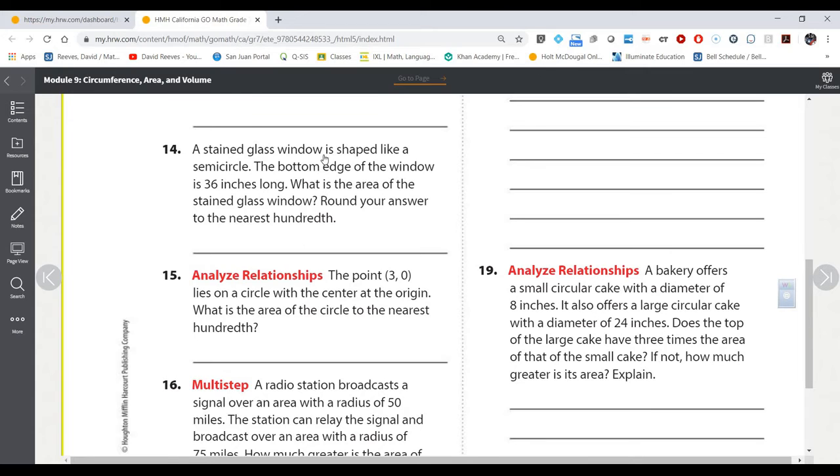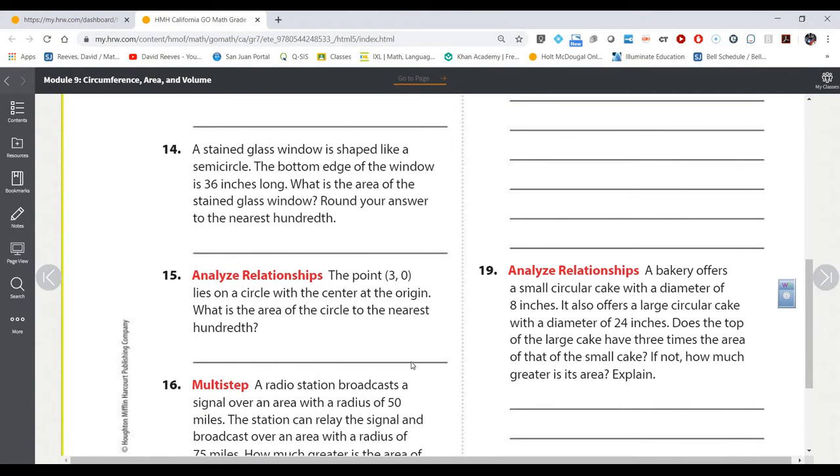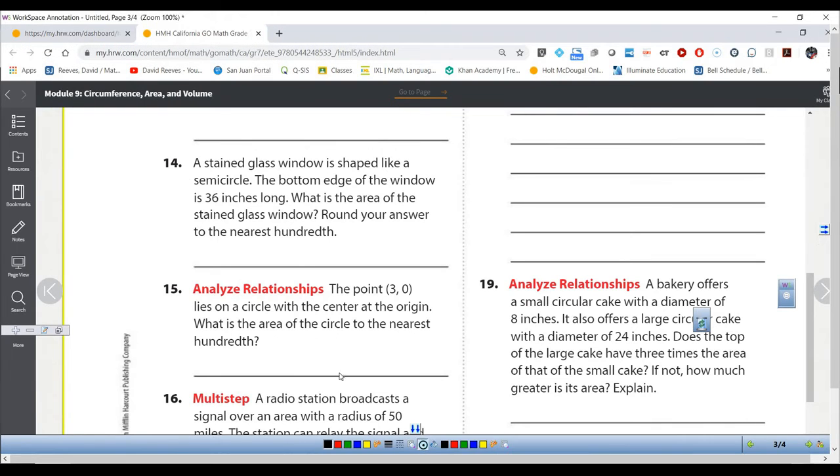What about number 14? A stained glass window is shaped like a semicircle. The bottom edge of the window is 36 inches long. All right, so one of the things you are being asked to do is to find the area of parts of circles. All right, so I'm going to go ahead and make a whole circle first.